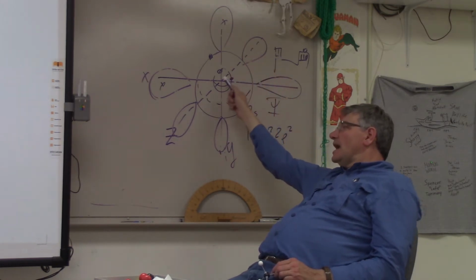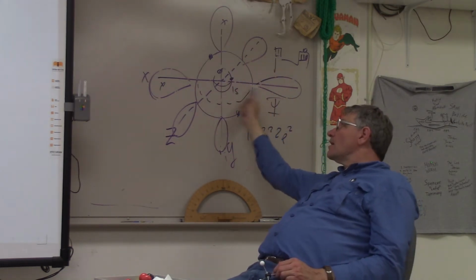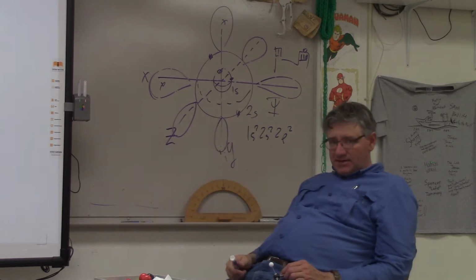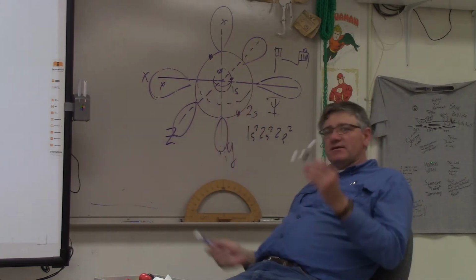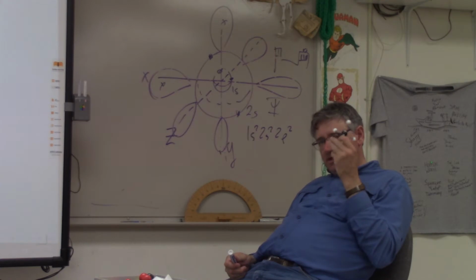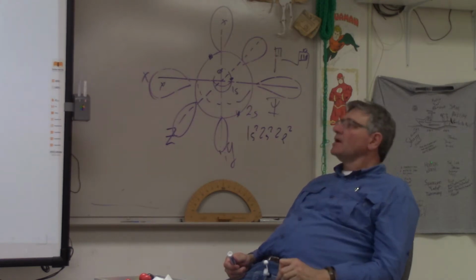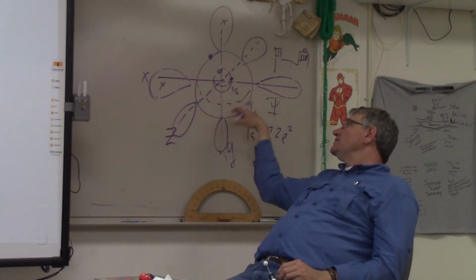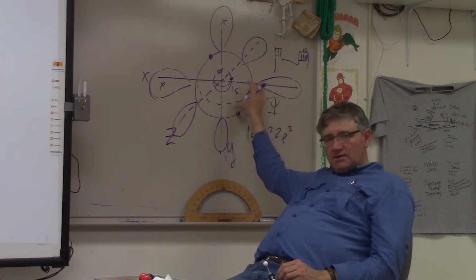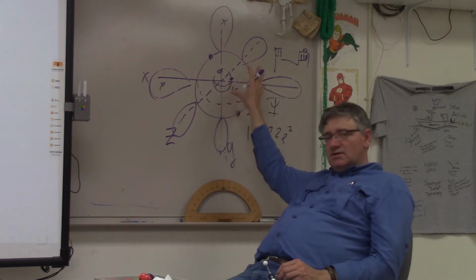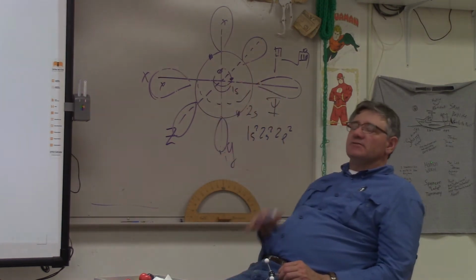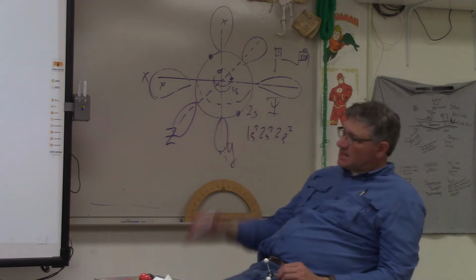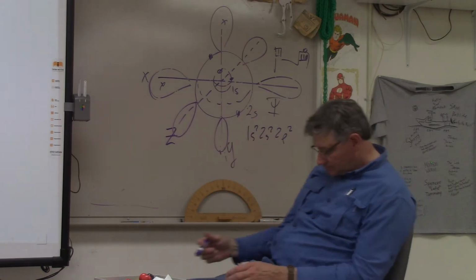Okay, so here's the disparity. If it's a non-hybridized carbon atom, everything is going to be at a 90-degree angle. 90-degree angles don't match the reality of the structure of this. The other problem is that I don't have enough single electrons to make this happen. So here's what happens. And this is this sp3 hybridization.